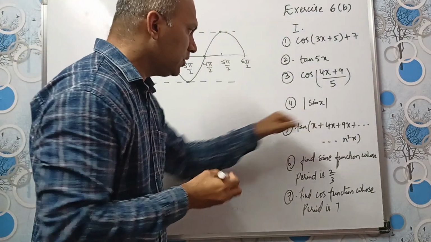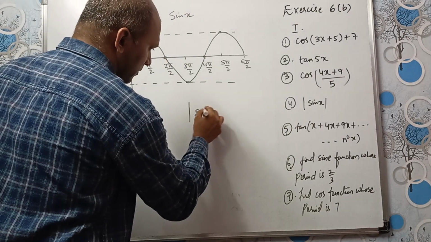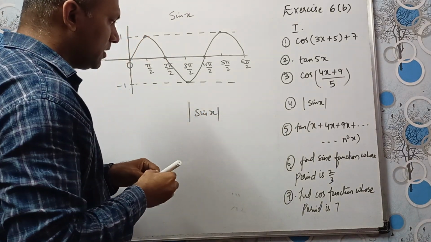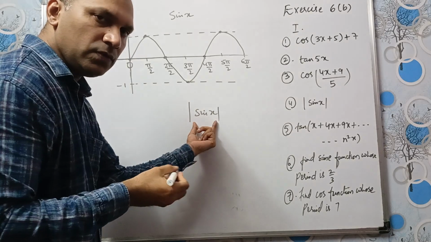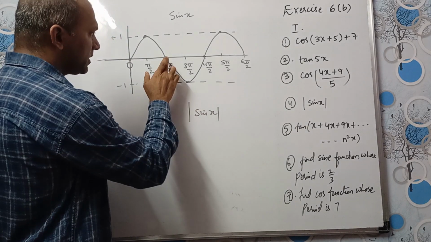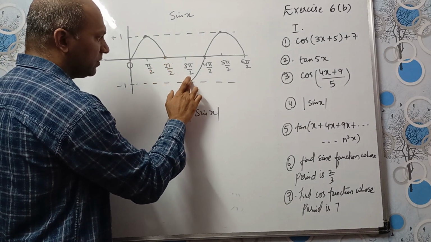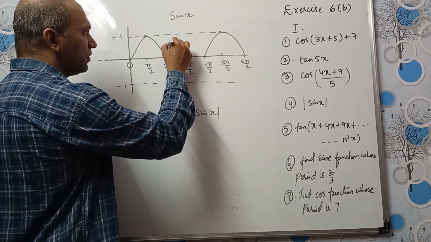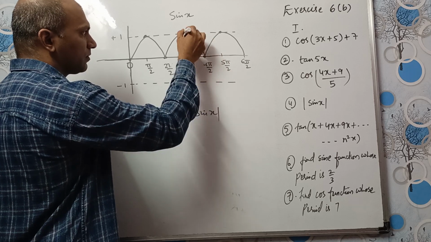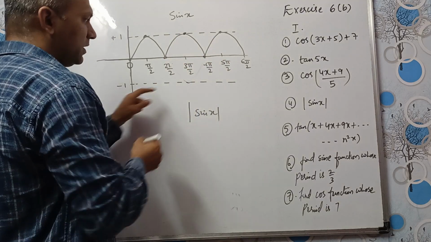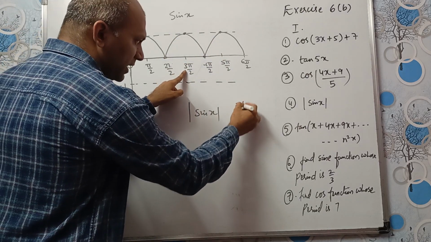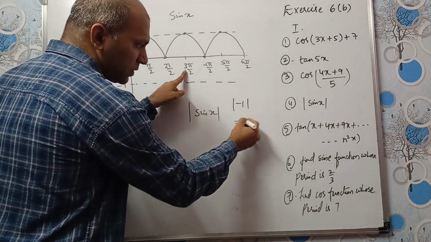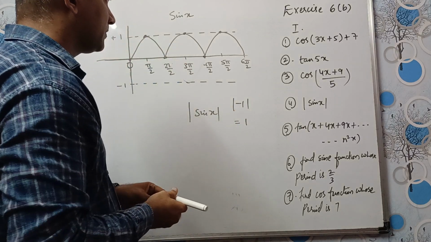But what about modulus of sin x? Modulus of sin x, even if we have a negative value, we should consider positive, right? So these negative values will not be there. This negative graph will not be there, right? So we'll have only positive values. See, sin 3 pi by 2 is minus 1. But mod minus 1 is plus 1. So we take plus 1 here.